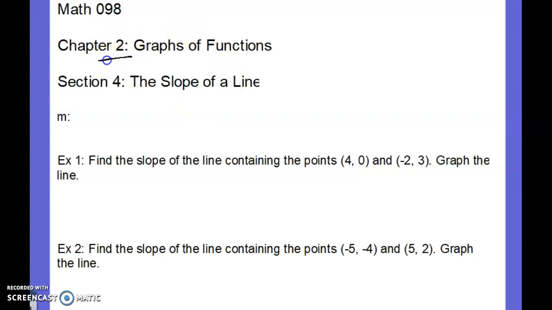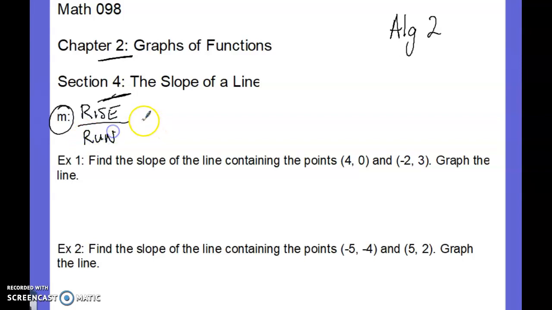This begins section 2.4 in Math 098, and just in case I haven't emphasized it enough, it's difficult because I know a lot of you, first of all, you have to take Algebra 2 in order to get to this class, so I know you're familiar with M is what we use for rise over run. You might even be familiar with the notation of change in y over change in x, which is this formula, y2 minus y1 over x2 minus x1.